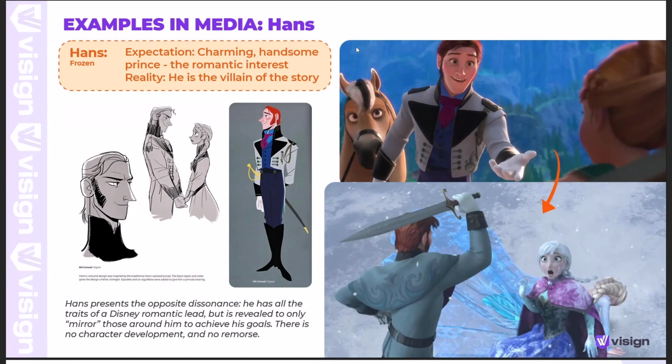But it ended up doing something quite different with this character in this film, and when people saw it for the first time, this was in 2013, it was quite novel. And so it came as a shock for a lot of people when he turned out to not actually be the good guy after all. So Hans presents the opposite dissonance in this context. He has all the traits of a Disney romantic lead at the beginning, but is revealed to only mirror those around him to achieve his goals, and there is no character development and no remorse.